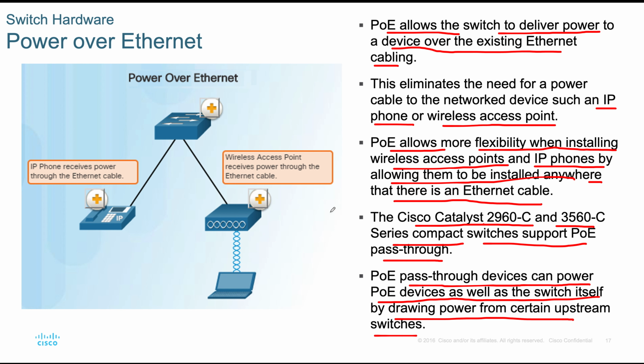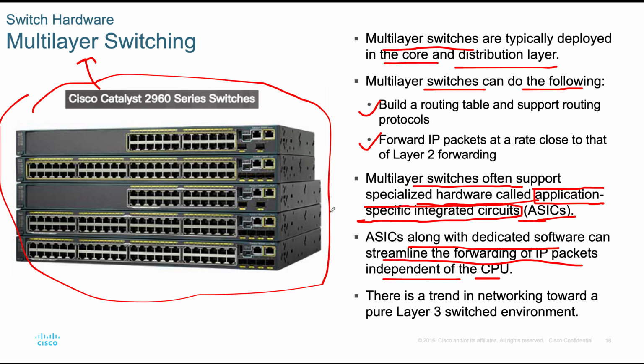Power over Ethernet allows more flexibility in installing wireless access points and IP phones by allowing them to be installed anywhere, even where there is no power outlet. You can still install them as long as they are connected to the switch, and when connected, the switch will deliver power to them. It's called Power over Ethernet, using the Ethernet cable. Now let's move on quickly for the sake of time.